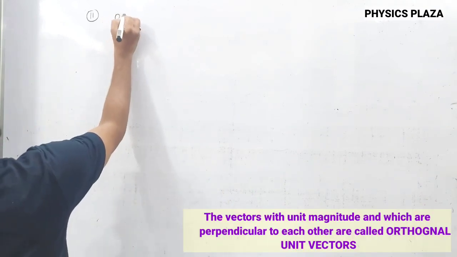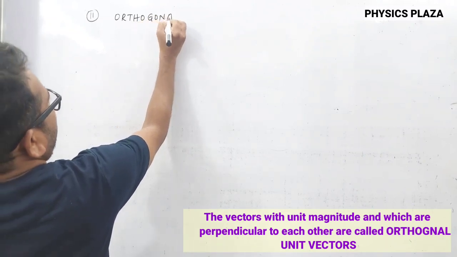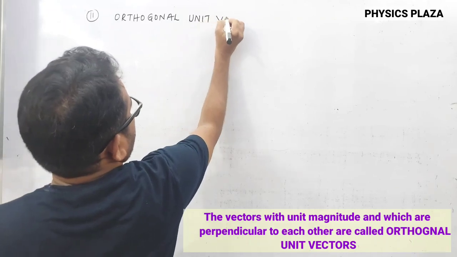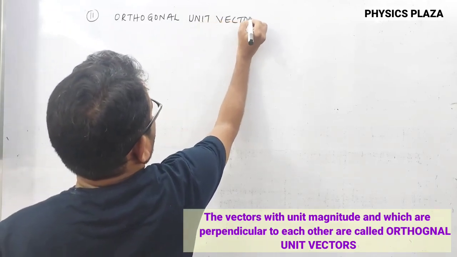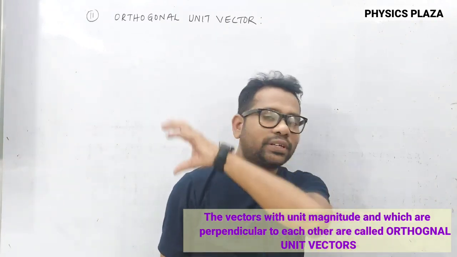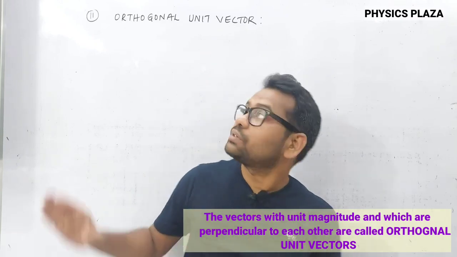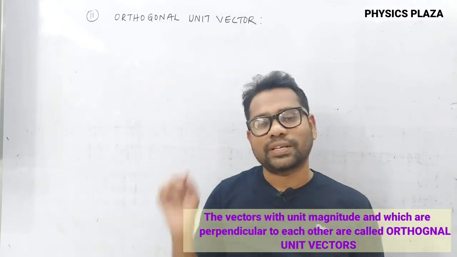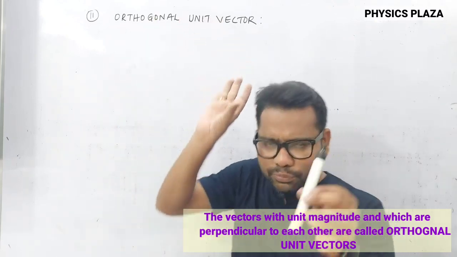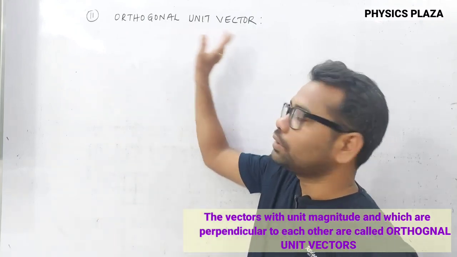Now, children, look here. One more important topic: orthogonal unit vectors. It is very, very important. You may get one doubt, sir: till now we already discussed orthogonal vectors and unit vectors. But orthogonal unit vectors are very, very, very important. Throughout vectors, we will be using orthogonal unit vectors only. Now, as we already learned about orthogonal vectors and unit vectors, it will be very easy for us to understand what orthogonal unit vectors are.